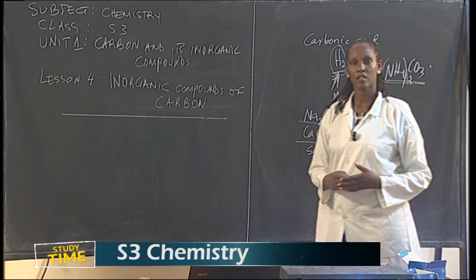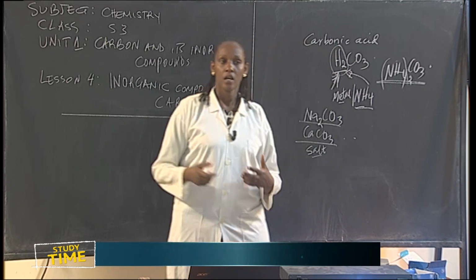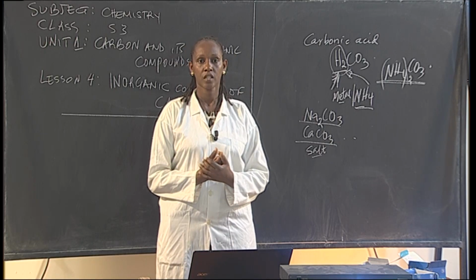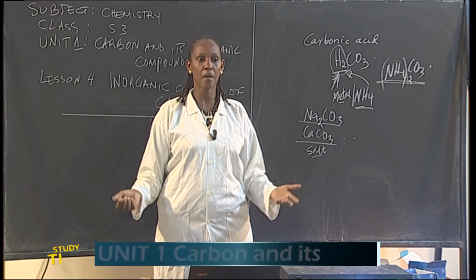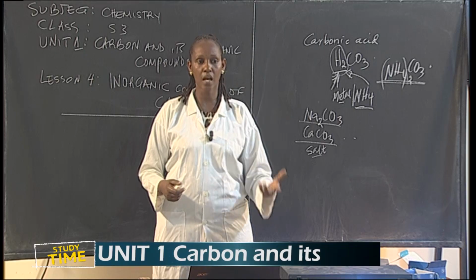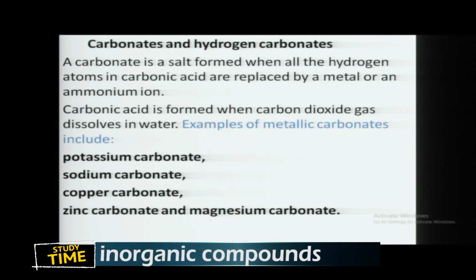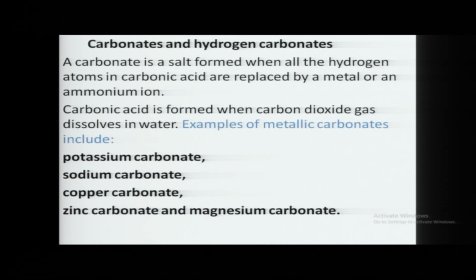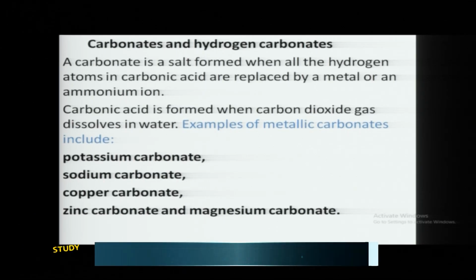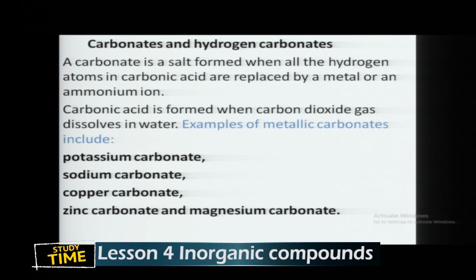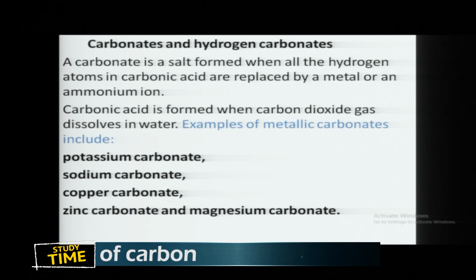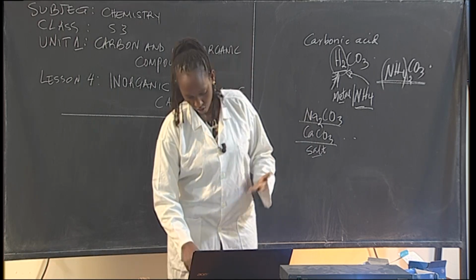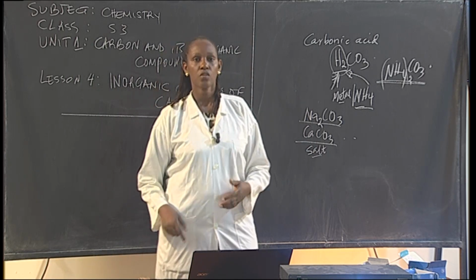All right? That's how we form metal or metallic carbonates. So we have examples of potassium carbonate, sodium carbonate, copper carbonate, zinc carbonate, magnesium carbonate, and many other carbonates, as you remove the hydrogen of carbonic acid and replace it with any metal. Good.